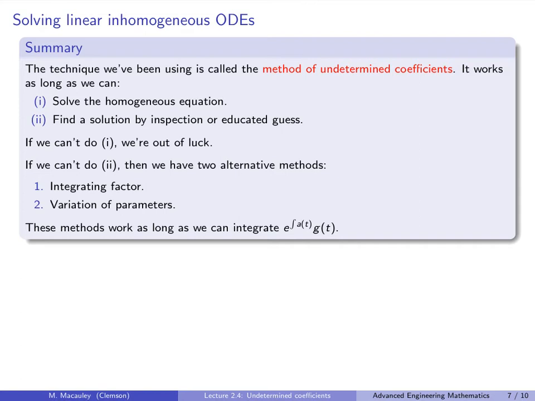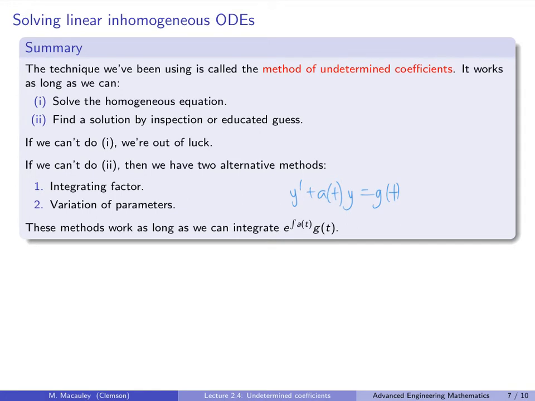Finally, these two methods aren't guaranteed to work either. First of all, they work equally well, and both of them will. The hard part is when you get to this integral, e to the integral a of t times g of t. And recall, here we have y prime plus a of t y equals g of t. So if you can integrate this function, then you can use either of these methods.